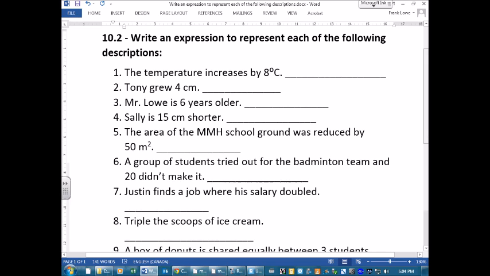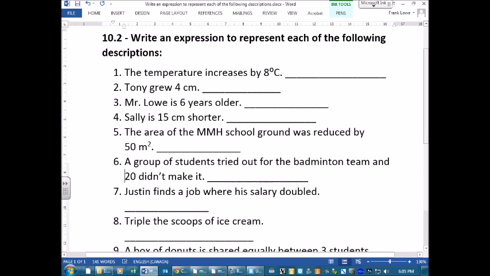So what I like to do with these is you really focus on what you don't know, what has not been told to you, because that always will represent your variable. Variable could be a lot of things, right? It's an unknown, and that's why we look for it in a written description. For example, number 1 says the temperature increases by 8 degrees. So what is it that we don't know? That's right. We don't know the current temperature, but we do know it increases by 8 degrees.